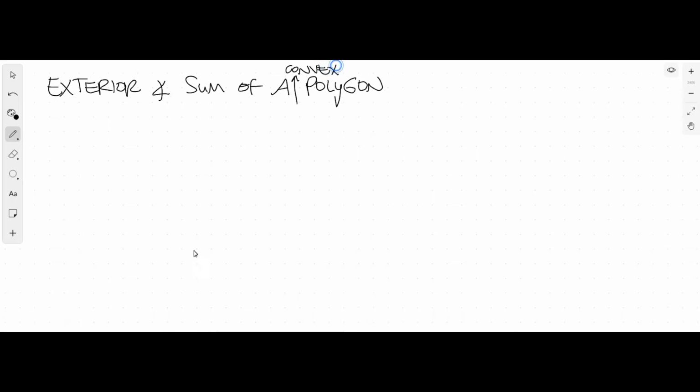Okay. And then let's go back to Tim's resources on GeoGebra because we want to talk about a different property. Actually, let's write down what the property is first. So we want to figure out the exterior angle sum of a polygon. And this is again a convex polygon, no caves. Okay. So that's all we need to write for that part.